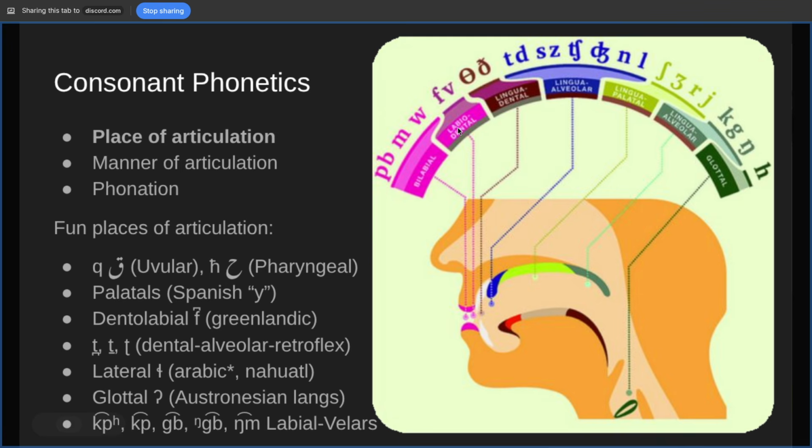So we talked about labiodentals, which is like you're saying fa, right? Your top teeth are touching your bottom lip. In Greenlandic, there's what's called a dentolabial. So instead of fa, they have fa, which is my top lip touching my bottom teeth.